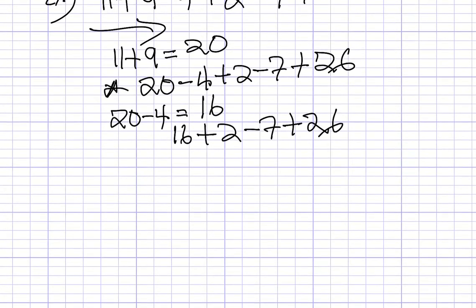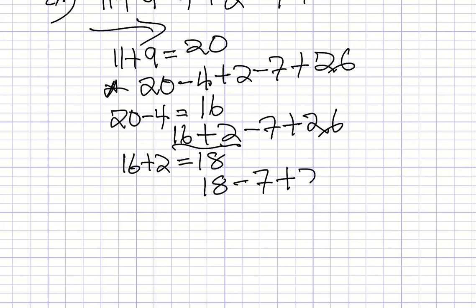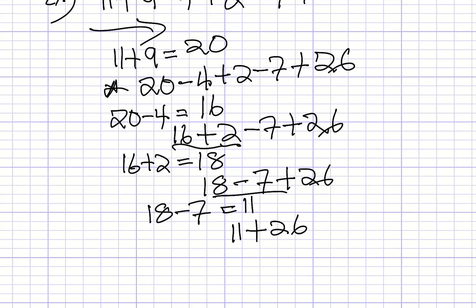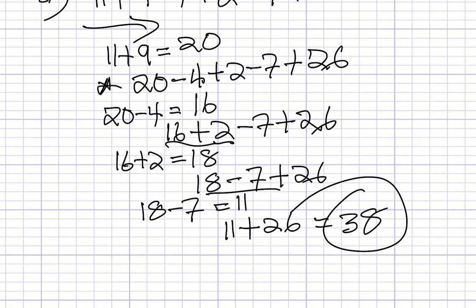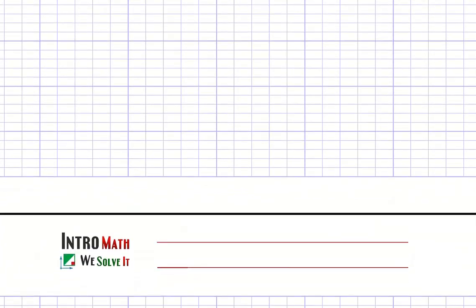Now 16 plus 2 is what? It's 18. So you replace that too with 18. 18 minus 7 plus 26. So you keep going. 18 minus 7, right, is 11. You replace that. You say 11 plus 26. What do you get? You get 37. That's your solution right there. So that's how you do it. You have to go from left to right. If you don't go from left to right, you get the wrong answer.